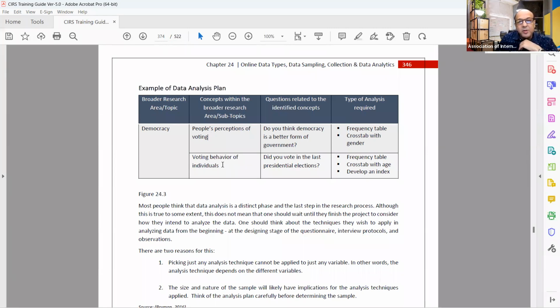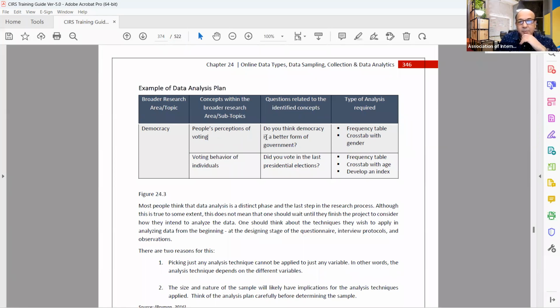Voting behavior of individuals might entail some surveys, with questions related to the identified topic. So this is just giving you some of the ways in which you are going to shape or plan your analysis. It is not a plan in itself. It is just a guideline.